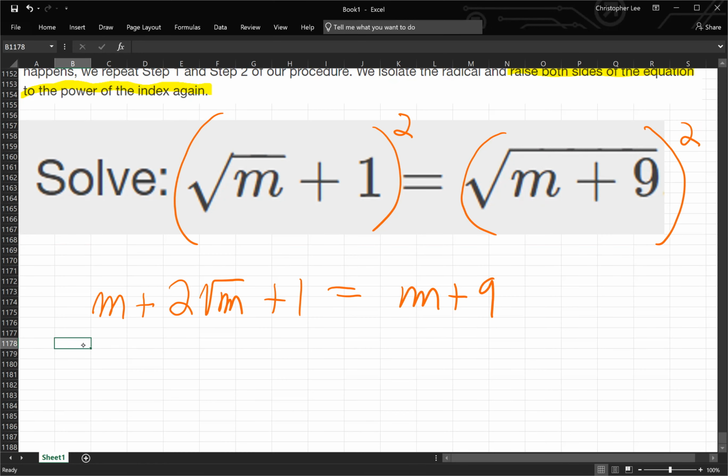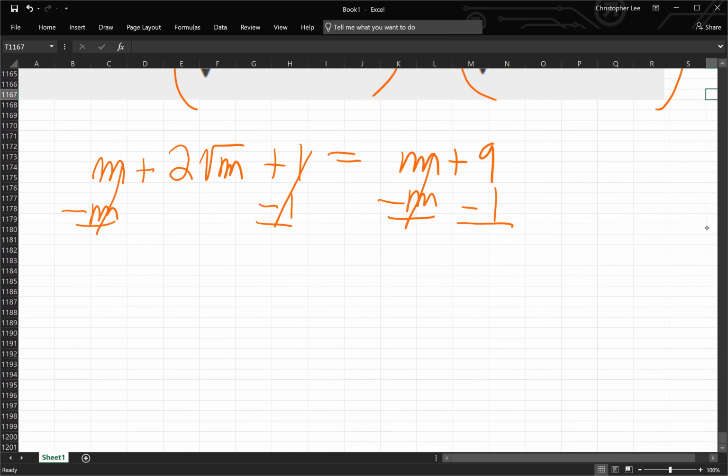Really? We got more to do. Subtract m from over here. We good to go, right? But now I notice my m's are gone. So let me focus on the other m, right? I'm gonna subtract 1 from over here. What I do to one side, do to the other. So now what do I have?